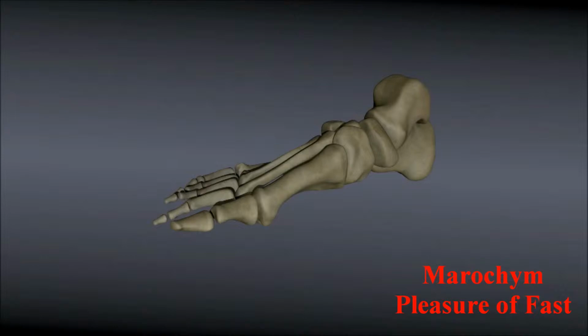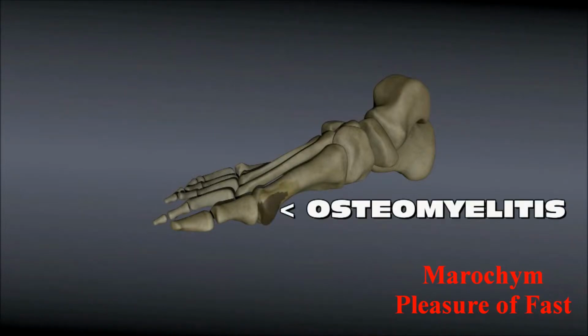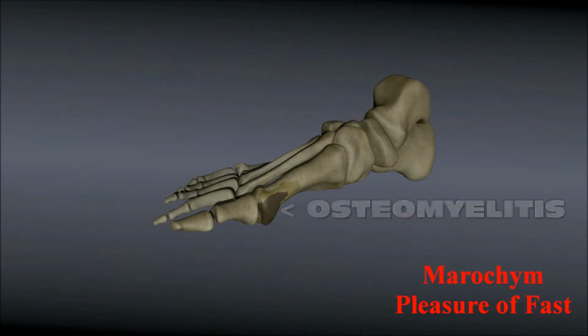Osteomyelitis can be thought of simply as a bone infection. Osteomyelitis occurs when microorganisms, usually bacteria, are able to grow in bone and bone marrow. There are two ways that the microorganisms can be introduced into the bone.